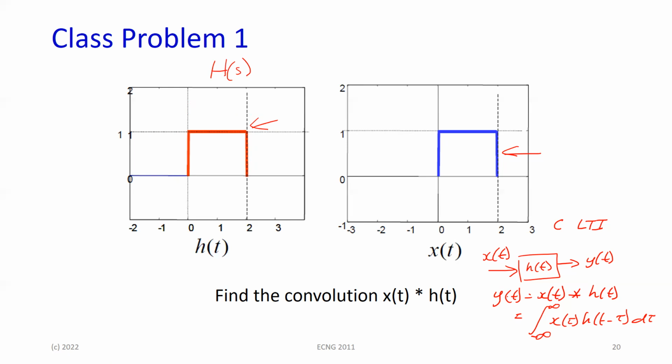So the first step in evaluating this, remember what we're trying to do, and I'll put a blank slide here. We are trying to find out x(t) convolved with h(t), right? So y(t) is equal to that, which is also equal, and the actual integral is this, x(tau) h(t minus tau) d tau, right?